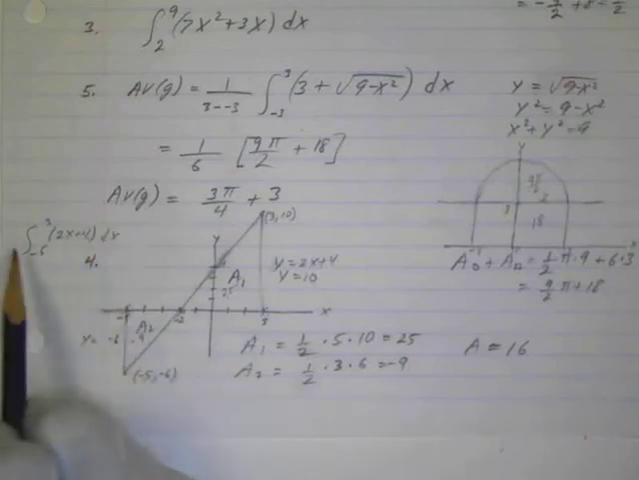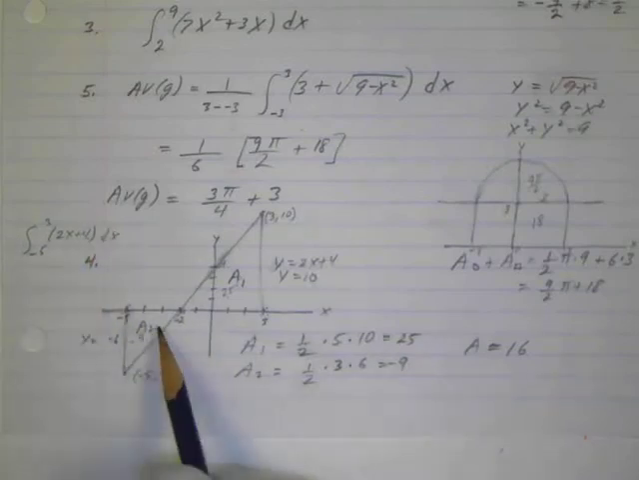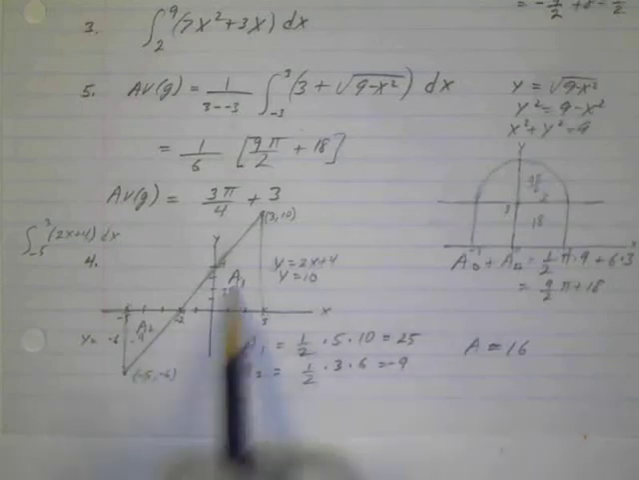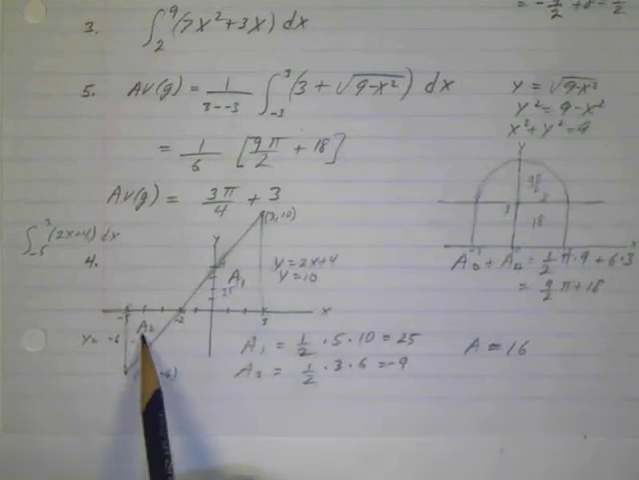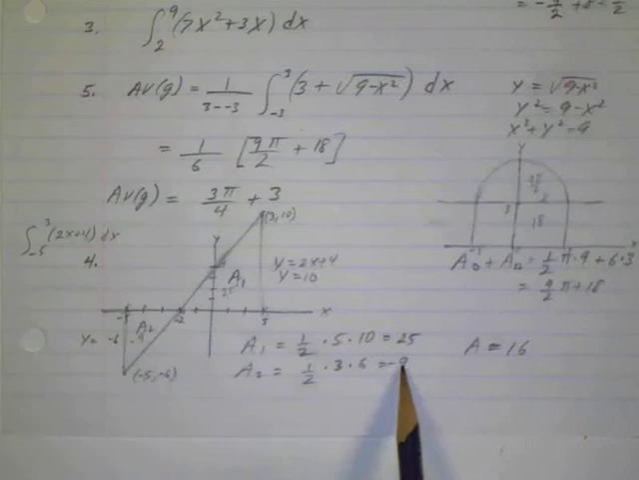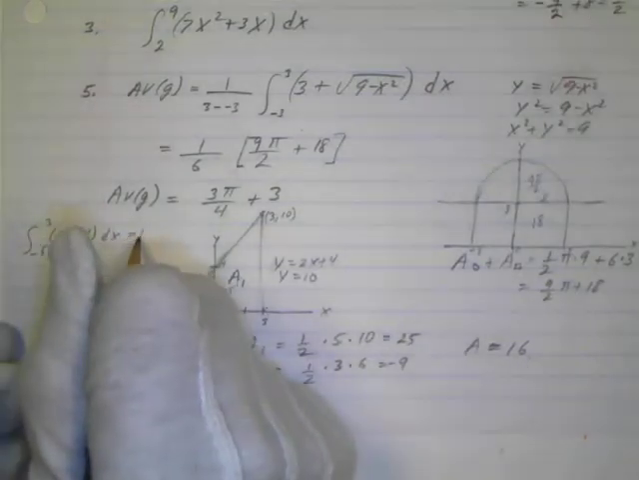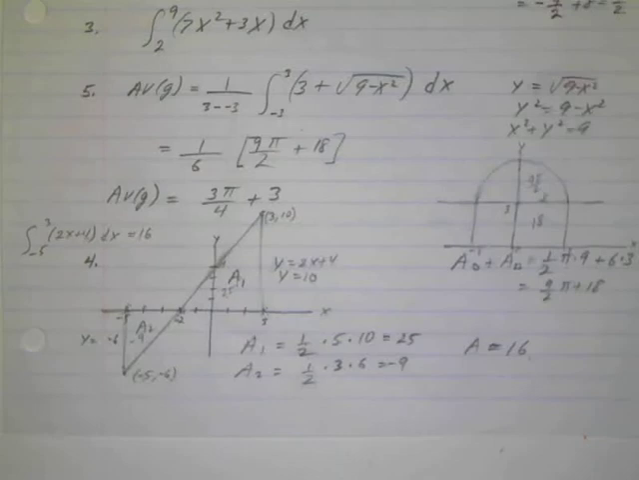So the actual value of my integral is the net area. And the net area is positive 25 above, 9 below, so -9. So 25 minus 9 is 16. So that's actually the value of the integral. The net area, which is 16.